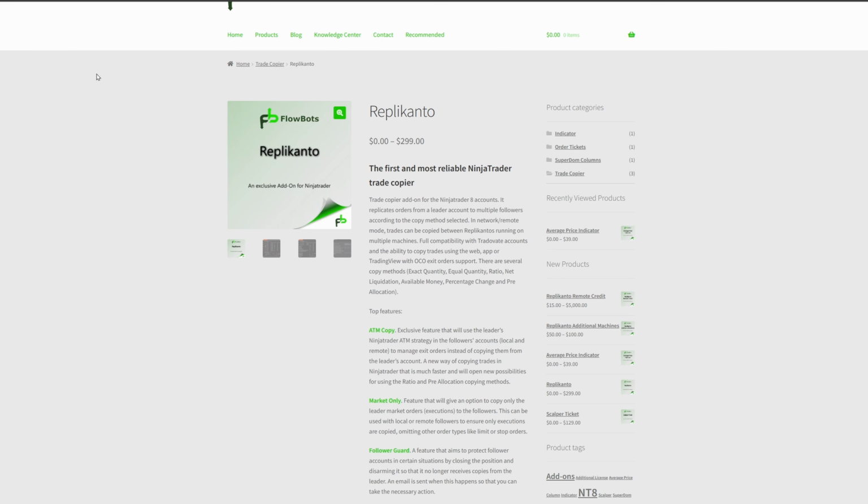I had several funded accounts. I had to trade. So I went ahead and purchased Replicano. I'm very happy with Replicano. I've used it for quite some time. I've had zero problems with the Replicano copier.